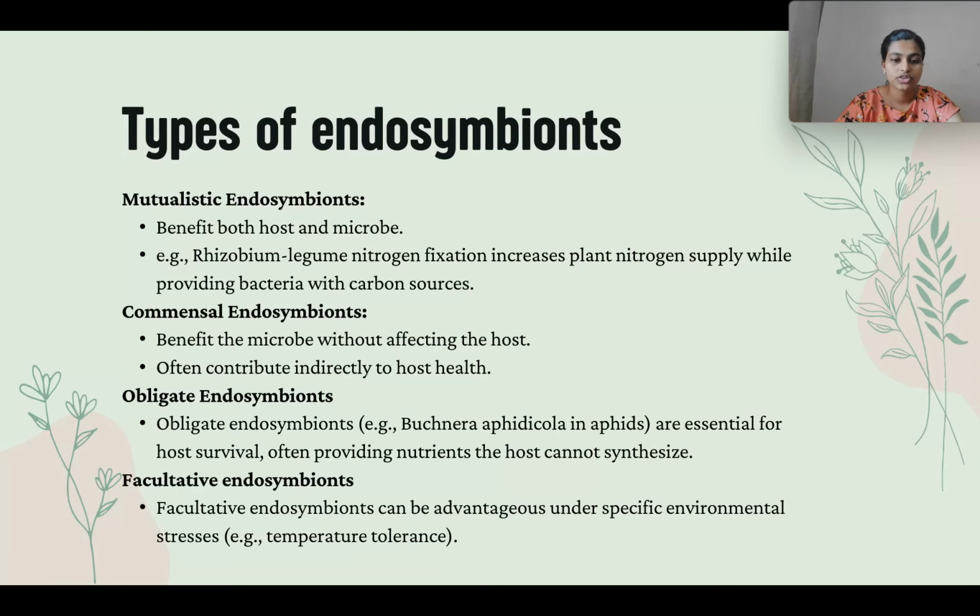Next is types of endosymbionts. Endosymbionts can be categorized into several types based on their relationship and necessity to the host. Mutualistic endosymbionts benefit both partners. Example, Rhizobium bacteria fix nitrogen for legumes while receiving carbon compounds in return.